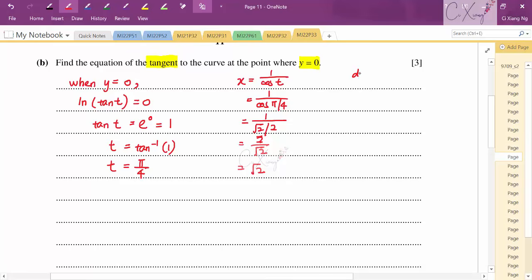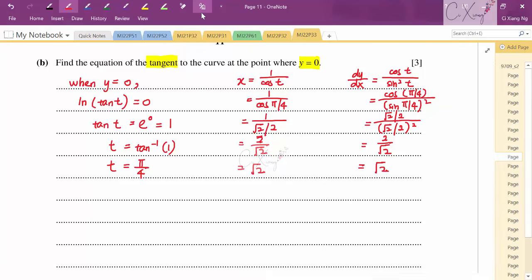Now I need to know the gradient of the tangent. To get the gradient of the tangent, we need dy/dx. In part 1, we already know that dy/dx equals cos t divided by sin squared t. Therefore, I substitute t equals pi over 4, so I have sin pi over 4 squared. For cos pi over 4, the value is square root 2 over 2, and for sin pi over 4, the answer is also square root 2 over 2, and I have to square it. When I simplify this fraction, I get 2 over square root 2, and further simplified, a square root 2.